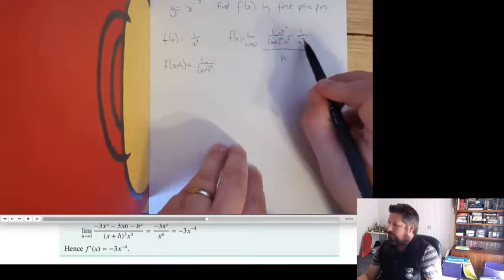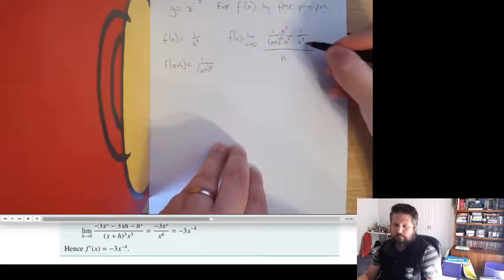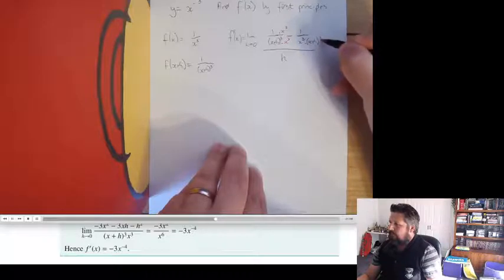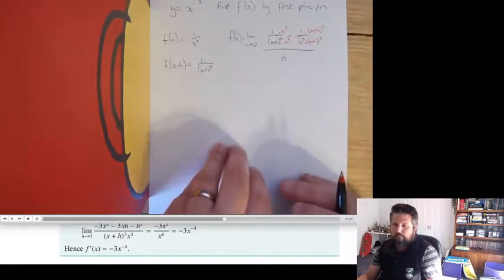Obviously here we need to multiply this by this over here. So we're going to multiply that by x plus h cubed. We need to do the same thing to this line on the top, x plus h cubed, like so.